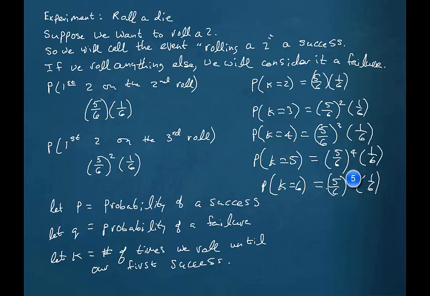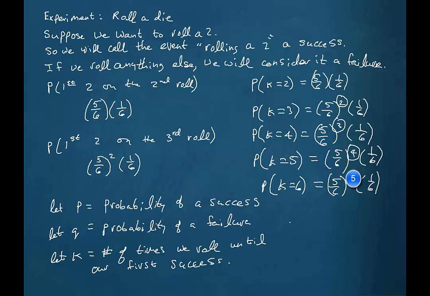But what we notice here is that the number that we have for K, if we subtract 1 from that, we get the exponent on the probability of a failure. So we take the number that we have for K and subtract 1 from that, and we wind up with the exponent, or the number of times we would have to have a failure until we get our first success. So we can generalize this into a formula.